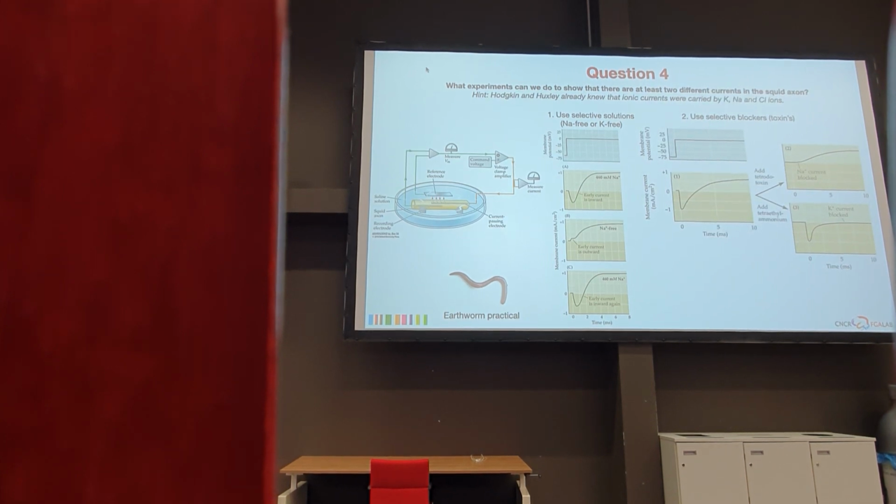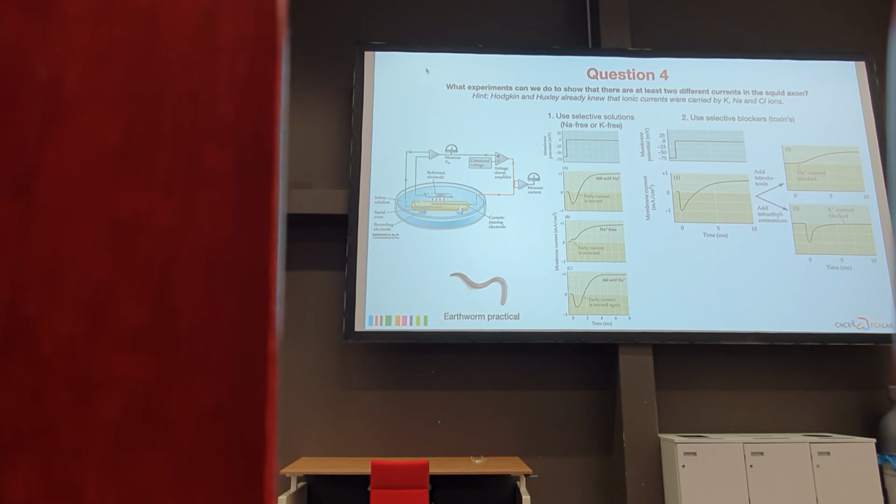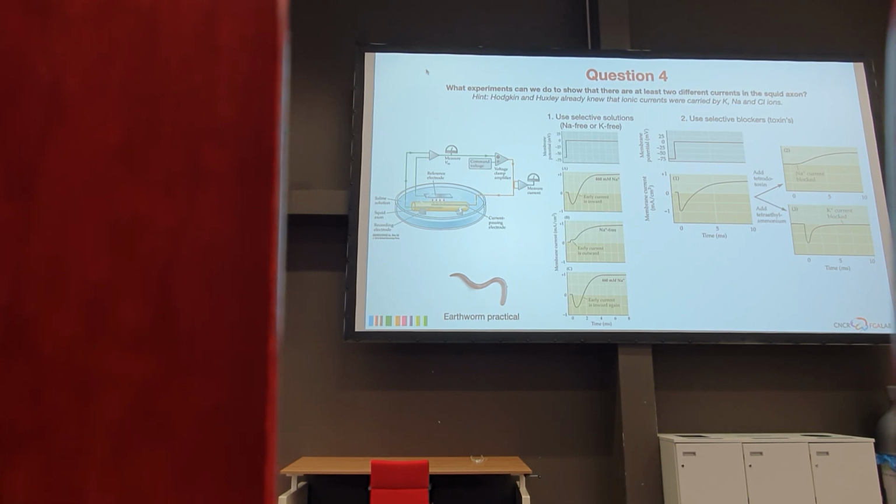Okay, they could do the same for potassium, and nowadays, like you mentioned, we can use toxins. So here again is another proof. If you block the sodium channels, you get rid of this component, but you can also block the potassium current and you get rid of this component, the positive current, and you are only left with this component.